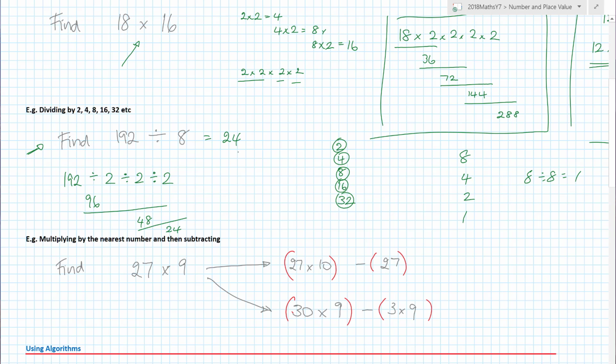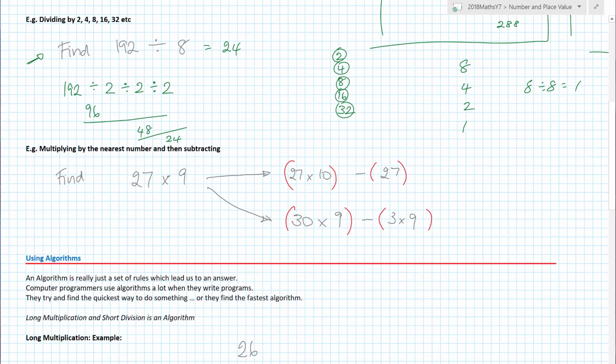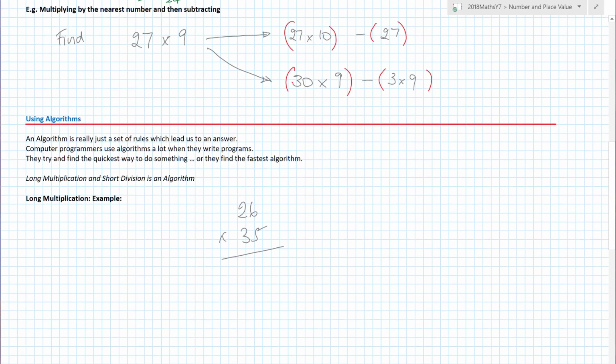These mental strategies become really, really important, particularly later on where you have to do some of your exams without a calculator. All right? Now, yeah, calculators are awesome, but you have to try and learn these mental strategies.